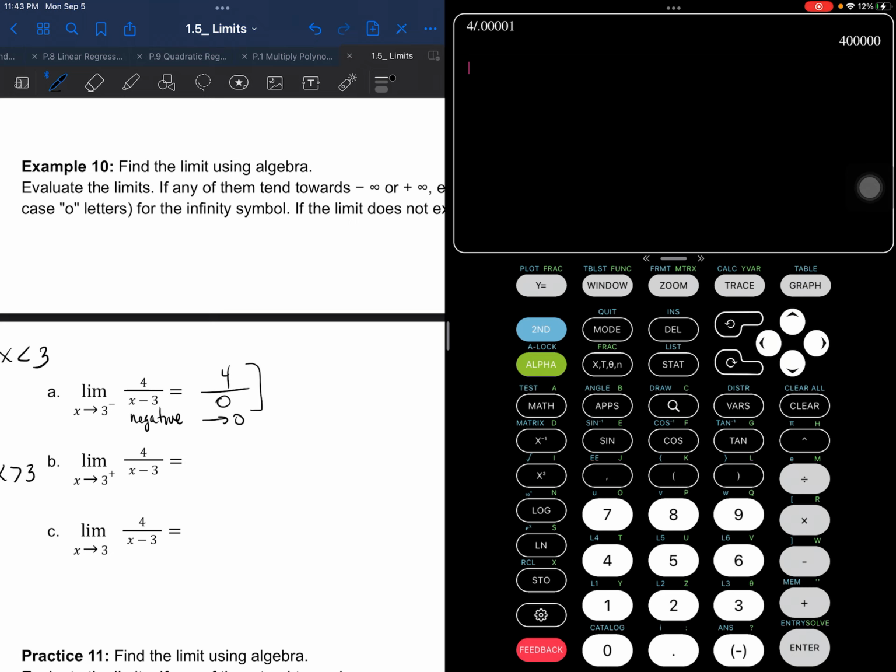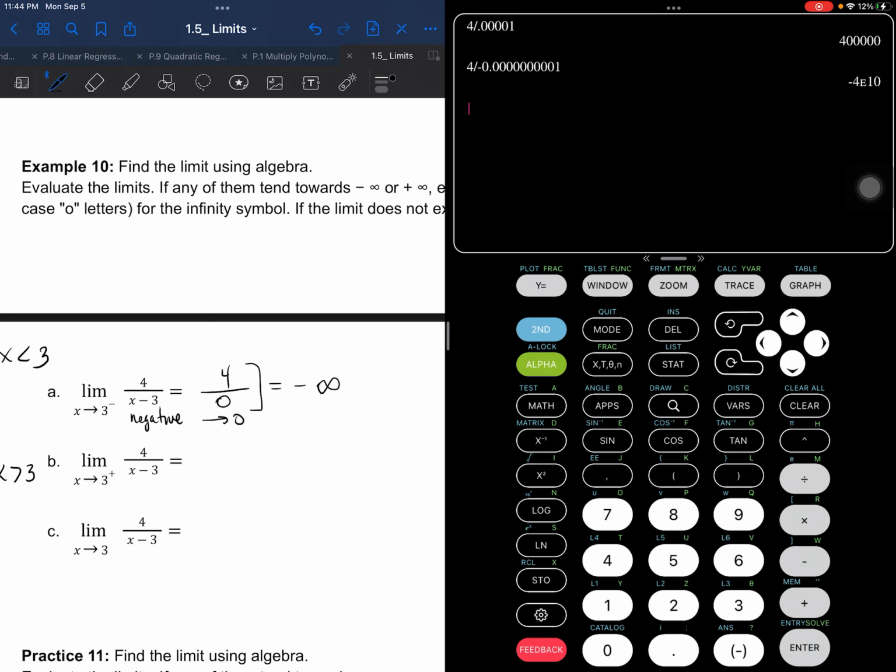But now we said that this number is actually negative and it's getting close to 0. So we're going to say 4 divided by negative 0.0000001. And that gives us negative 4 times 10 to the power of 7, like negative 40 million or something. So actually what we're saying is that this number is going towards negative infinity, right? It's becoming very, very negative.